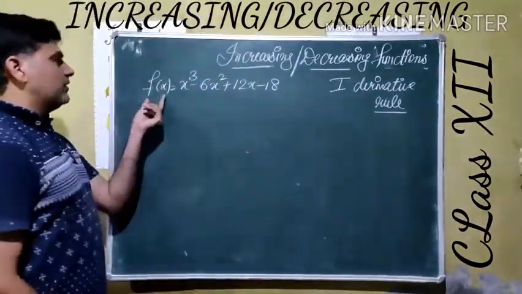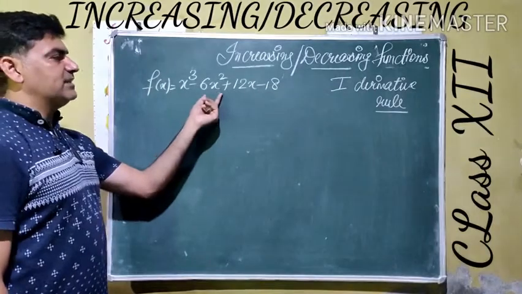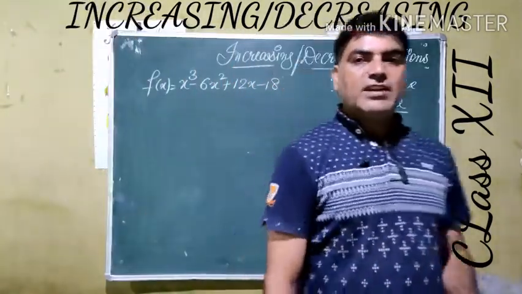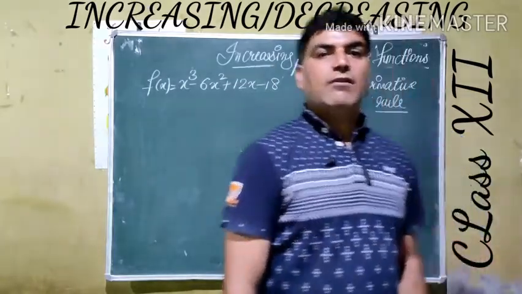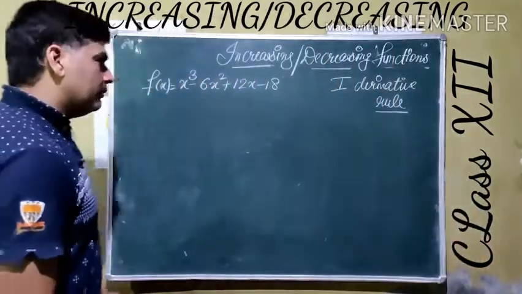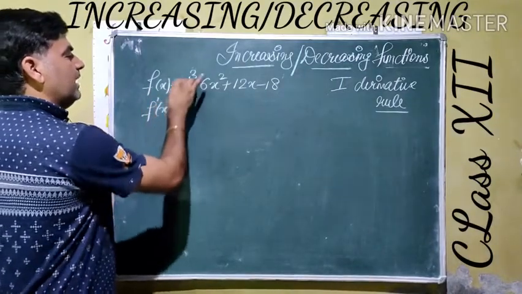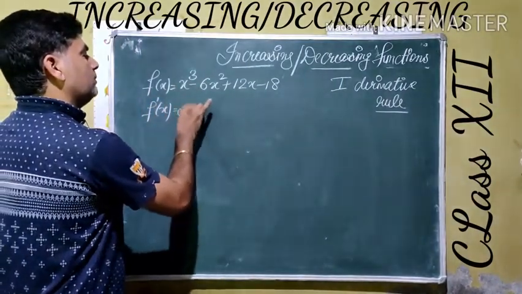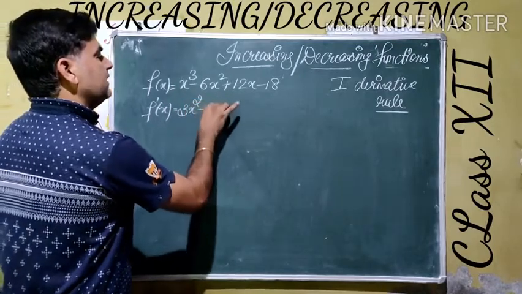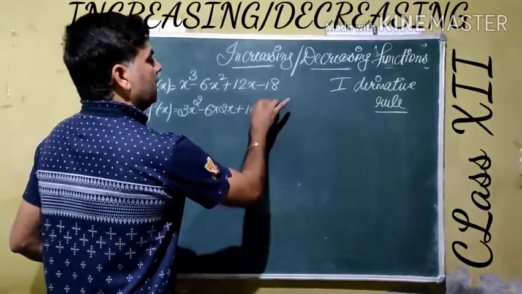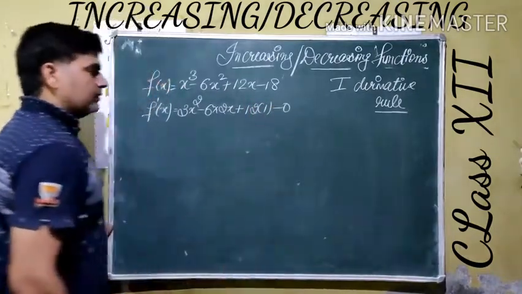We have to prove that the given function x cube minus 6x square plus 12x minus 18 is a strictly increasing function when x belongs to real numbers. So according to this rule, we first take the derivative: power comes forward, power decreases by 1. For 6x square, power comes forward, power decreases by 1. Derivative of x becomes 1 and derivative of a constant becomes 0.